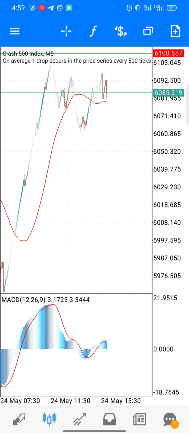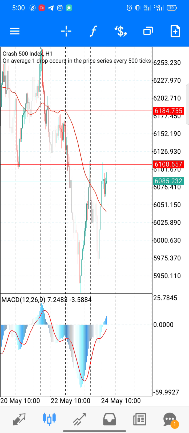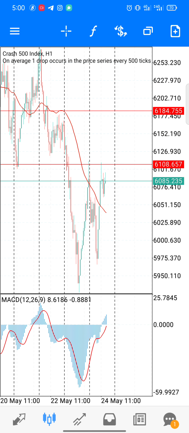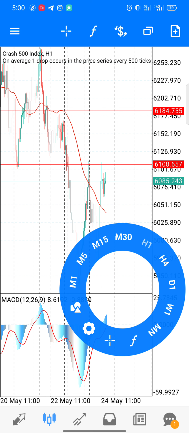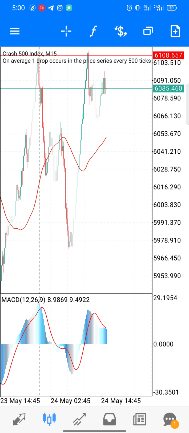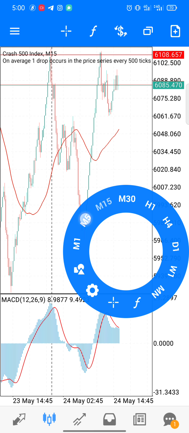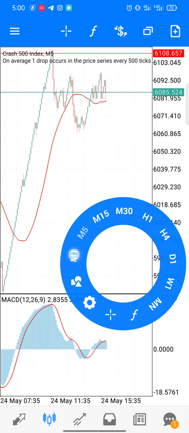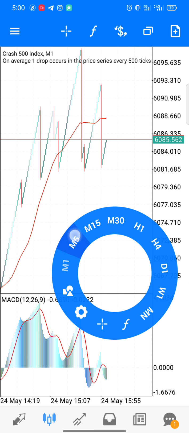So let's see Crash 500 index from the 1 hour time frame. I can see it's going to return back to the downside. Then on the 30-minute time frame, you can see the reaction. Price is trying to break through this previous resistance level, you see that, guys, go to the top side, and then come back for a retest to the downside. So I'm going to sell Crash 500 index. This is the trade I'm going to be taking.